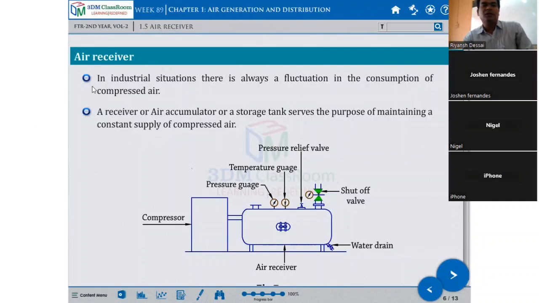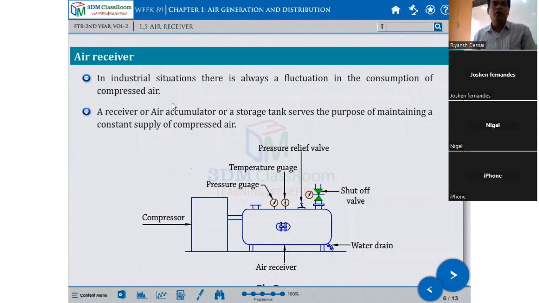So air receivers. In an industrial situation, there is always a fluctuation in the consumption of compressed air. Every time there is a fluctuation in the consumption of the compressed air. If you want to be punctual with 5 kg, then you have to make some provision. Otherwise, there will be problems with the machine. So that's why we require the storage of this air.